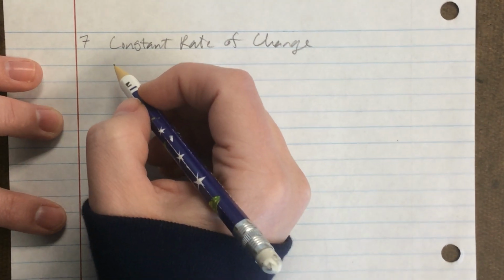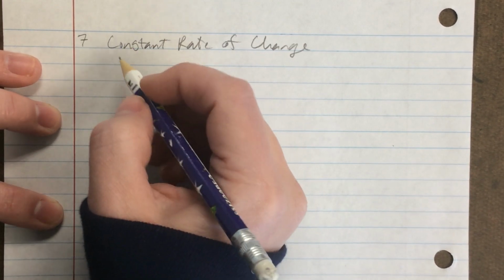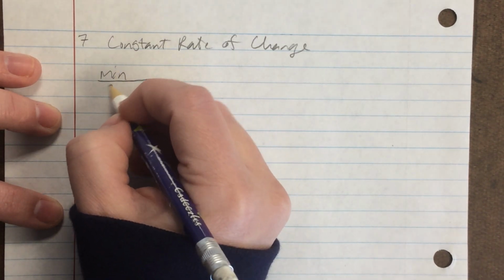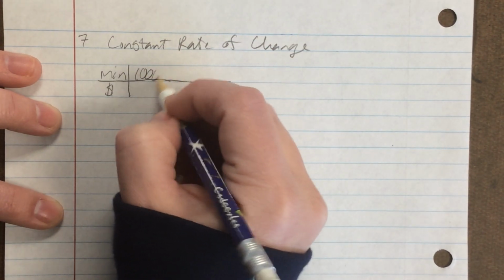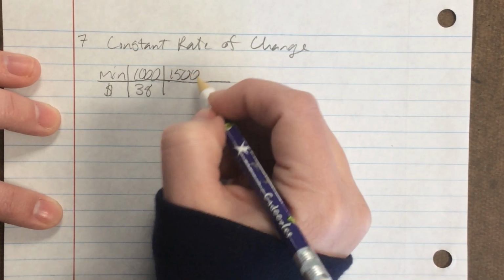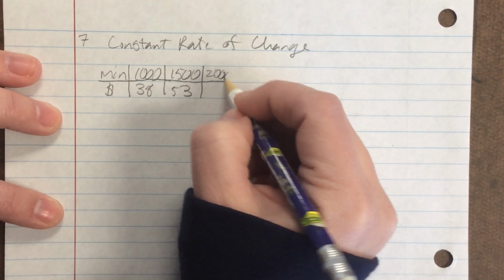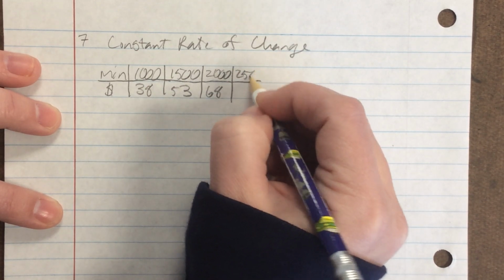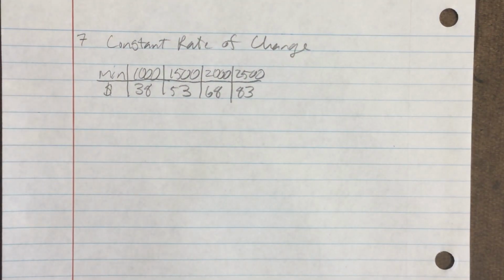I think this is, back in the day we used to have to pay for our cell phone minutes because people thought we actually talked on the phone. We did actually talk on the phone. And minutes and the cost, how much each minute cost when we were talking on our phone. And so for 1,000 minutes, it would cost us $38. For 1,500 minutes, it would cost $53. For 2,000 minutes, it would cost $68. And 2,500 cost $83.